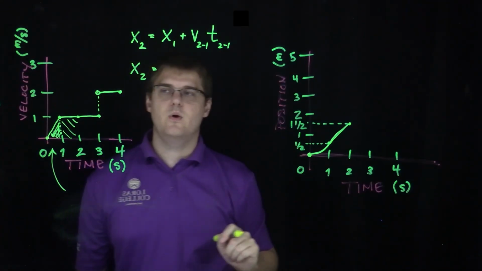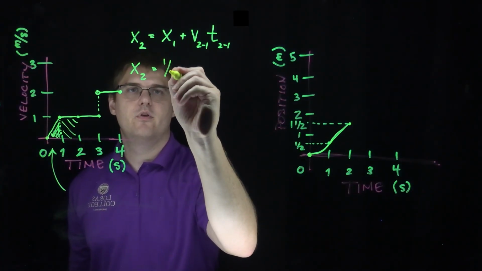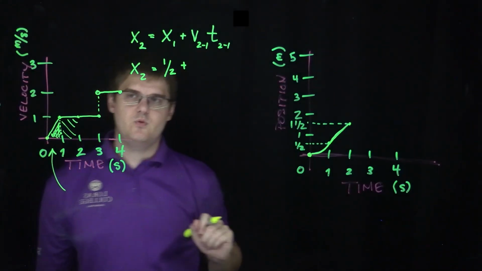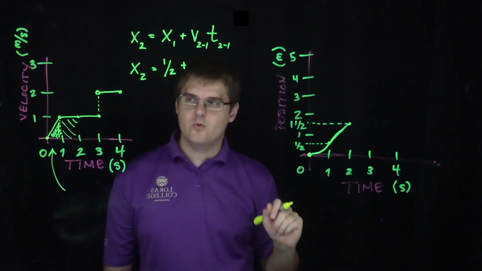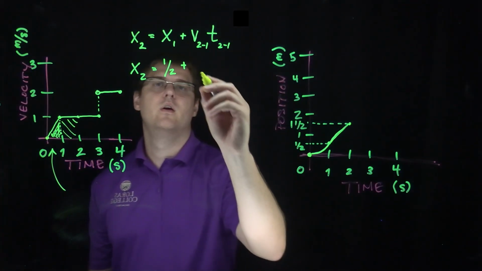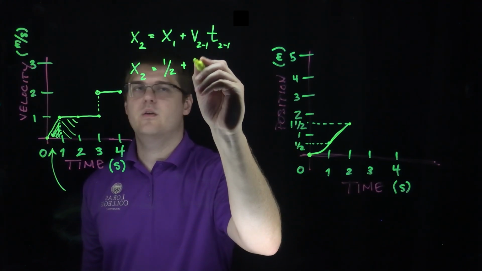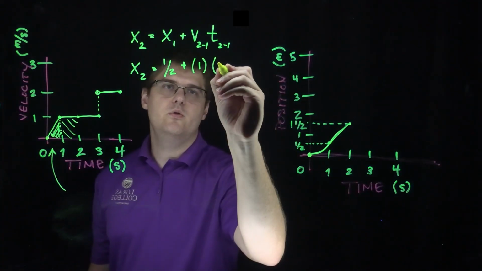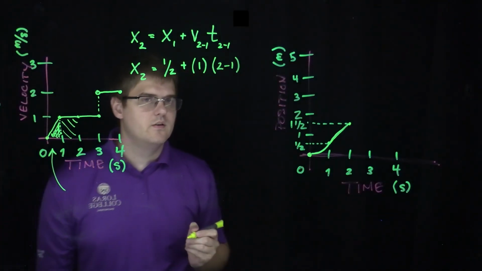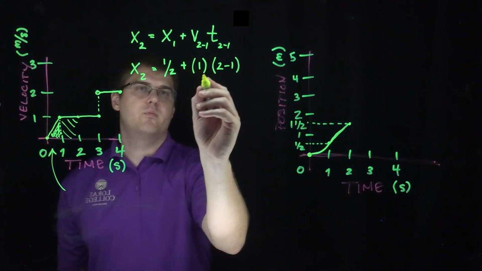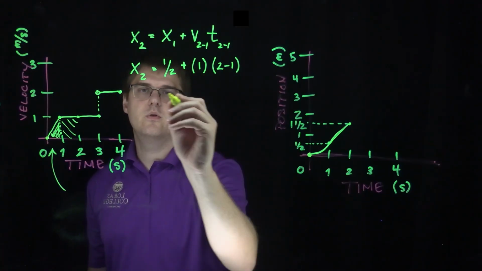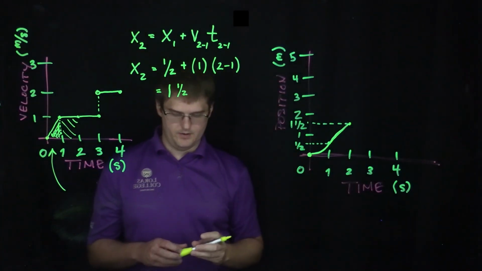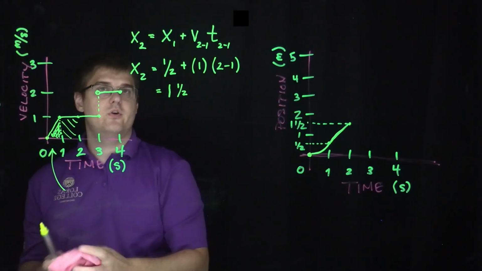x2 is going to be equal to x1. Well, that was 1/2 plus our velocity between 1 and 2. Our velocity between 1 and 2 is a constant, which is why we can use this equation. We couldn't use it for that first little segment. So velocity between 1 and 2 is a velocity of 1. And our time between 1 and 2 is 2 seconds minus 1 second. There's a 1 second piece happening there. So 1/2 plus 1 times 2 minus 1, or 1 times 1. So this becomes 1.5, which is the position we put in there. Simple enough, hopefully.